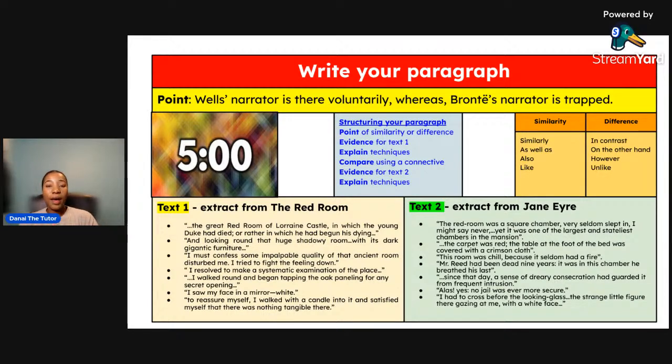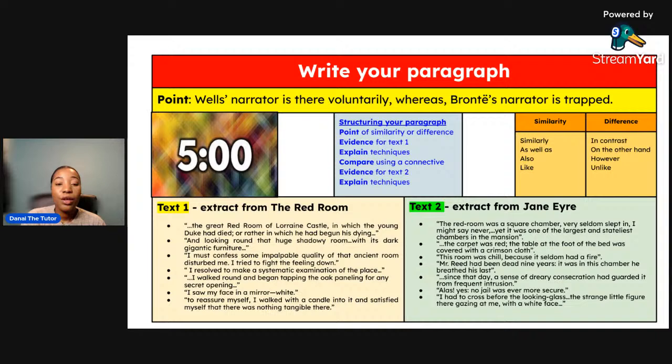You're now going to have a go at writing your paragraphs. So what I've done is I've put the points that we'll focus on first in the yellow box there. The point that we want to write about is Wells's narrator is there voluntarily, so he's choosing to be there, whereas Bronte's narrator is trapped. She was put there as a punishment. So that's a difference in the narrator's perspective. Therefore, there's going to be a difference in the impact that this unfamiliar setting has.